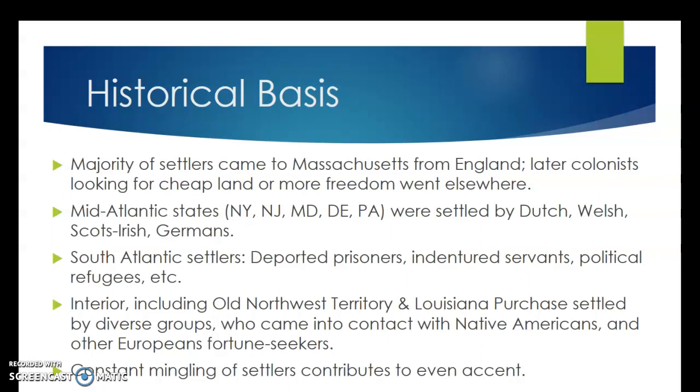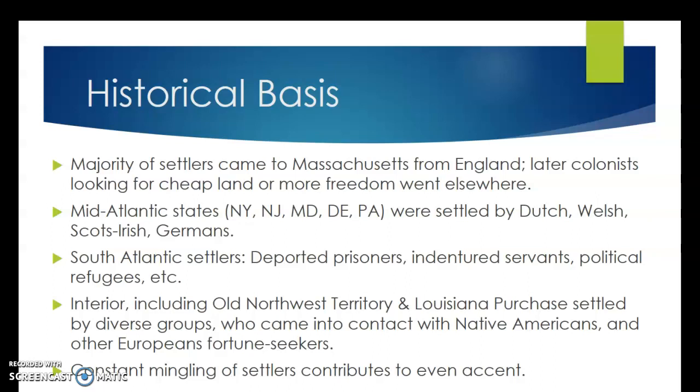Many of the people settling the South Atlantic colonies didn't want to be there, and they were by and large from a different social class than those settling Massachusetts, so the accents of the settlers were removed from what we saw in New England. The mid-Atlantic states were mostly settled by non-English immigrants, and so those accents are even more diverse than the Northeastern and Southern, which are oftentimes seen as two ends of a spectrum.